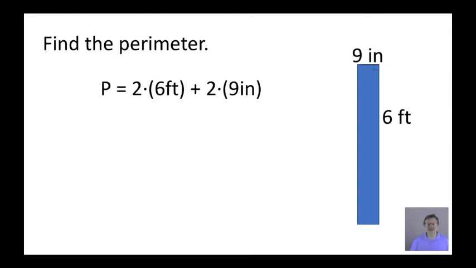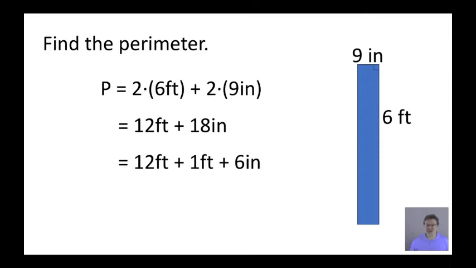But the formula is still the same here. We are using 2 lengths plus 2 widths, so that's 2 times 6 feet plus 2 times 9 inches. So we're going to get 12 feet plus 18 inches. Let's convert as many of the inches as we possibly can into additional feet. There are 12 inches in a foot, so we can get one more foot out of those 18 inches there. So 18 inches is 1 foot plus another 6 inches. So we've extracted another foot out of those 18 inches for a total of 13 feet, 6 inches. That is the perimeter of that rectangle.